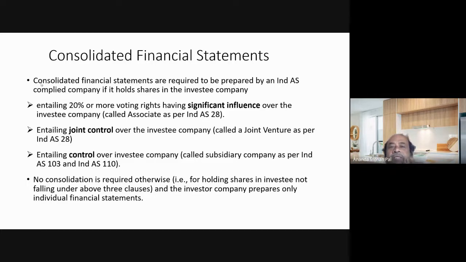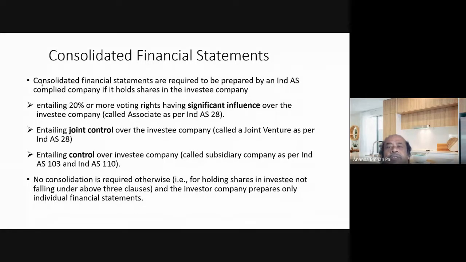Entailing 20% or more voting rights having significant influence over the investee company, called associate. Then entailing joint control over the investee company. If you do not have full control, but jointly with another company you have control over the investee company, it is called a joint venture as per Ind AS 28. Again, it is called joint venture as per Ind AS 28.